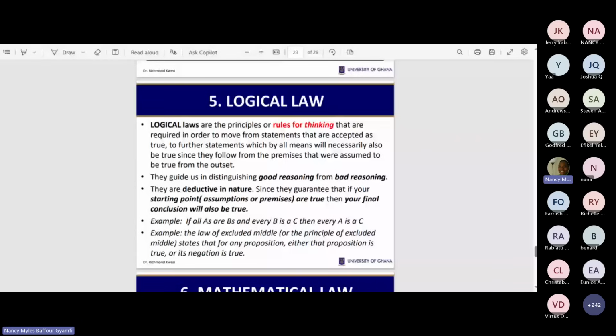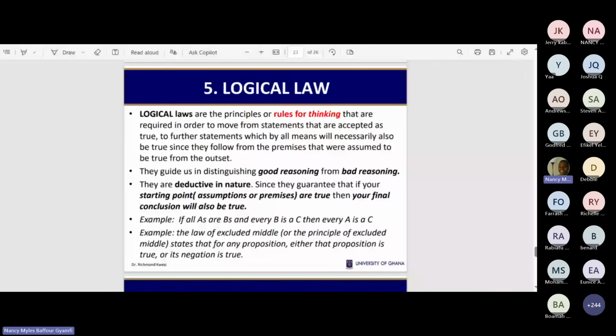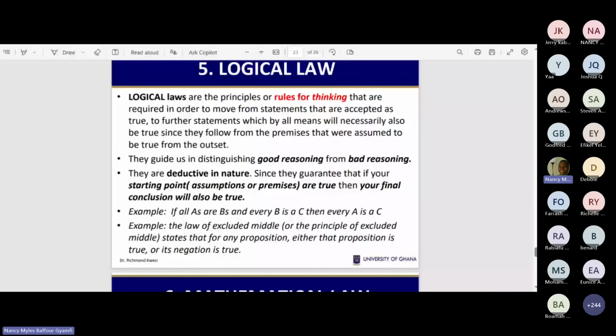Where did we get the rules from? We are showing you that you shouldn't reason that way, a value judgment. We are prescribing how you ought to reason. So logic or logical laws are not describing how you are thinking. It is prescribing how you should think.